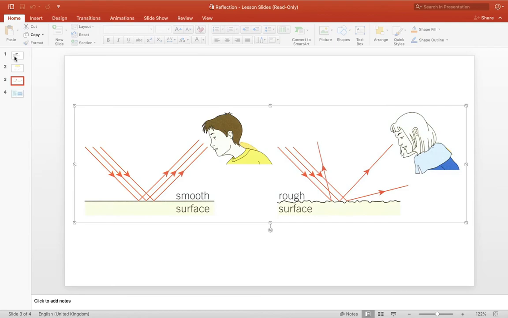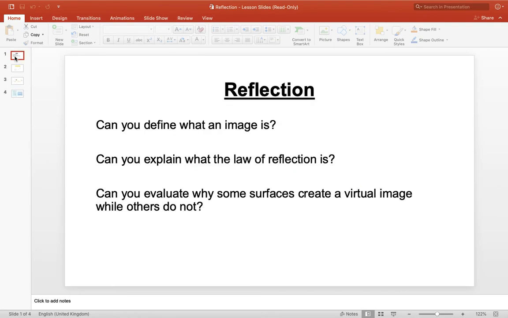So, you should now be able to answer these three questions. You should be able to tell me what an image is. You should be able to tell me what the law of reflection is. And you should be able to tell me why some surfaces create an image while others do not.